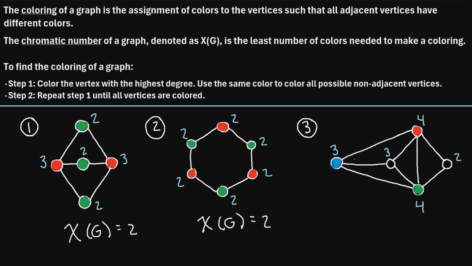Now we need to try to color all non-adjacent vertices blue. So we'll notice that this vertex all the way over here is non-adjacent. So we can color that one blue as well. But we can't color this one blue because it's adjacent. So now for this very last vertex right here, we'll have to choose a different color. So let's choose purple. So what we just found for this graph is that we needed 4 colors in order to color the vertices of the graph in such a way that none of the adjacent vertices have the same color. So the chromatic number of this graph, or chi of g, is 4. So those were just 3 quick examples of how to find the coloring of a graph.